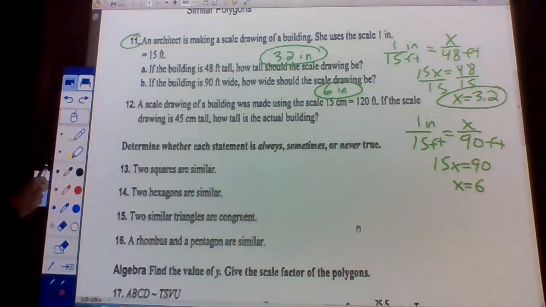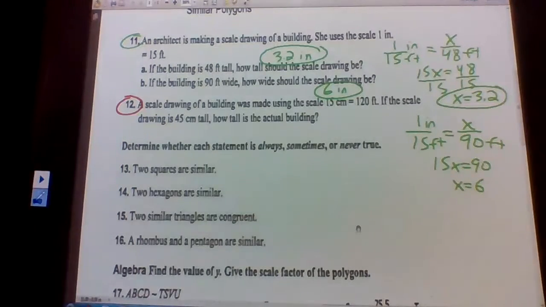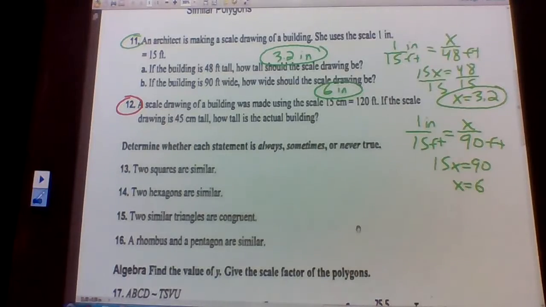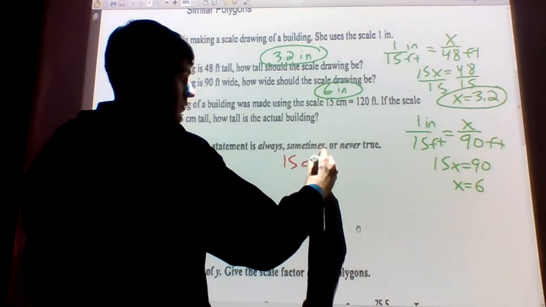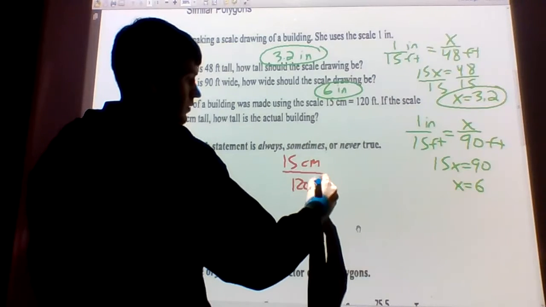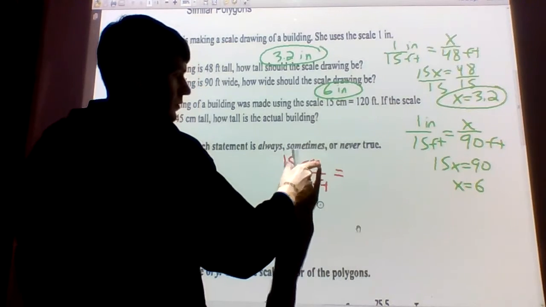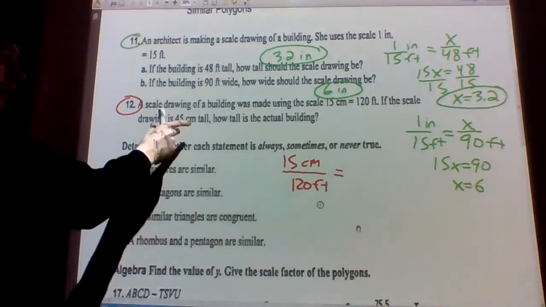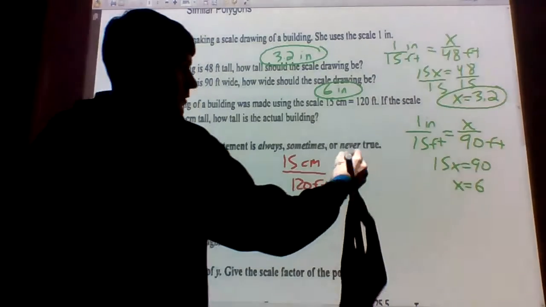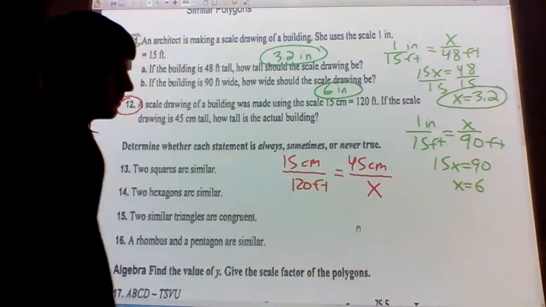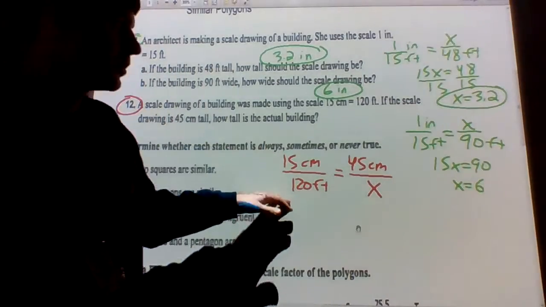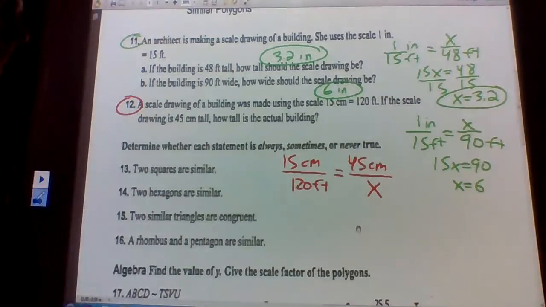Let's do 12 now. Okay, a scale building was made by a scale of 15 centimeters to 120 feet. So 15 centimeters is 120 feet. They're giving us that ratio. Every 15 centimeters is 120 feet. How tall would 45 centimeters be? Well, 45 centimeters is how many feet? 15 centimeters is 120, so 45 is how many?